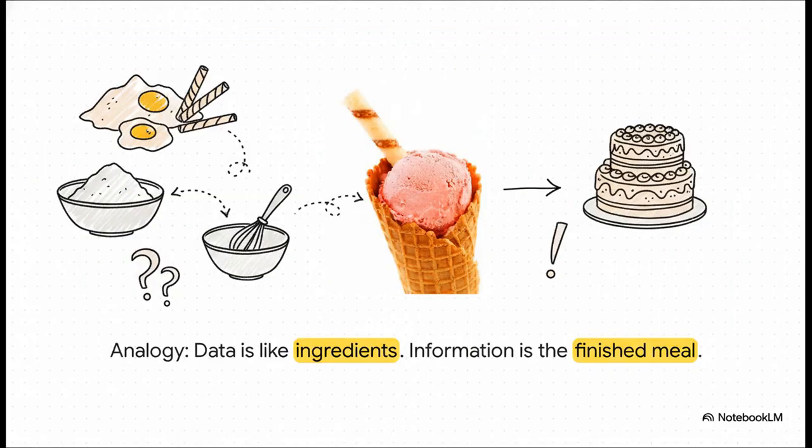And if you want a super simple way to lock this in your brain, just think about cooking. Data is like your raw ingredients. You've got flour, eggs, sugar, just sitting on the counter. It's just a pile of stuff, right? But when you follow a recipe, when you process it all in a structured way, you get information. Or, a delicious cake. It's a simple analogy, but trust me, it's a powerful one to remember for the exam.